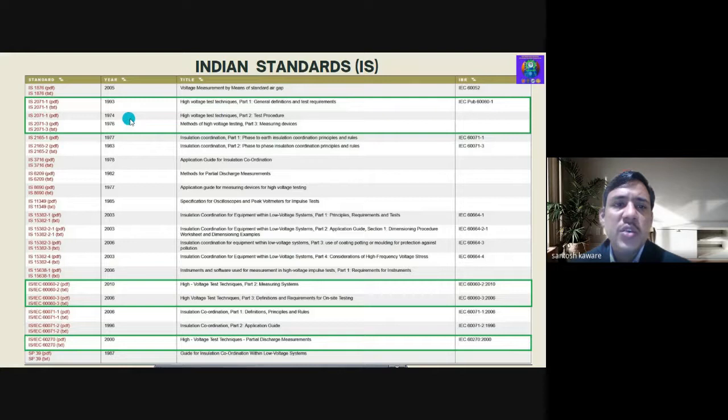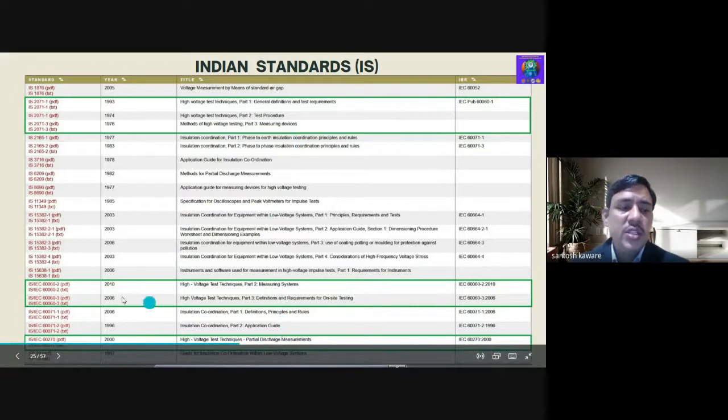Then 1974 that was a part two, test procedures are given here. High voltage test procedures. Again IS 2071-3, where there is information about methods of high voltage testing, means which are the methods of high voltage testing. So those methods are given here regarding measuring devices.